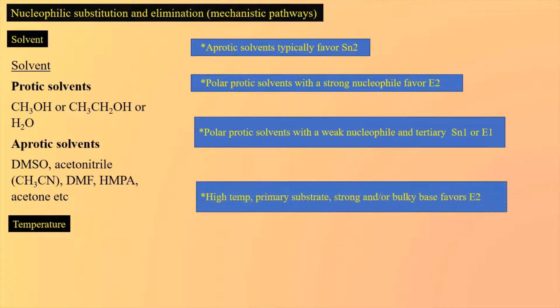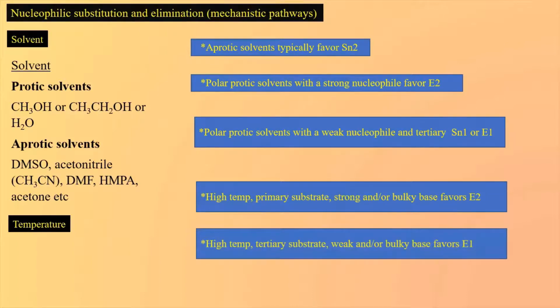Okay? Temperature. Higher temperatures are necessary for elimination reactions. Okay, say you have a high temperature and a primary substrate, strong and or bulky, doesn't matter. If you have a primary carbon substrate, generally Sn2 is favored, but to prevent Sn2 from happening, you can add the high temperature, and then if you have a strong nucleophile or a strong and bulky nucleophile, it favors E2. Okay, high temperature with a tertiary substrate, period, it's going to be E1.